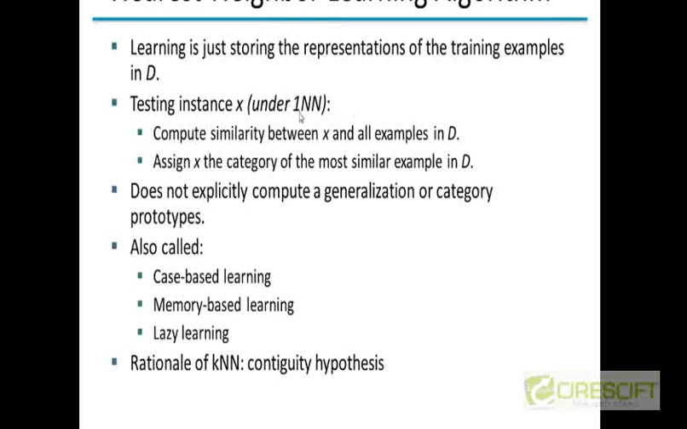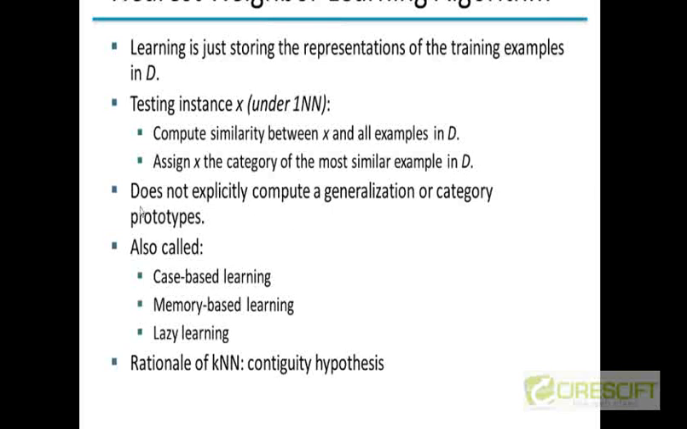Now, let's look at the special case where k is equal to 1. In that case, it's just called the nearest neighbor algorithm, or the one nearest neighbor. So basically, x will be classified under the class of the nearest document to x. We'll compute the similarity between x and all the documents in the vector space and assign to x the category of the closest document.